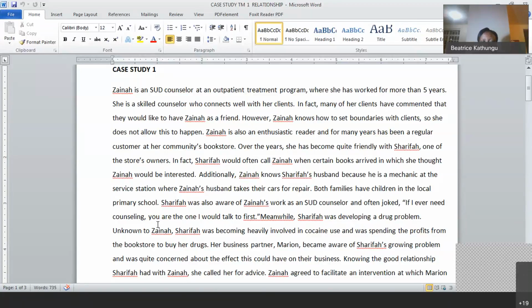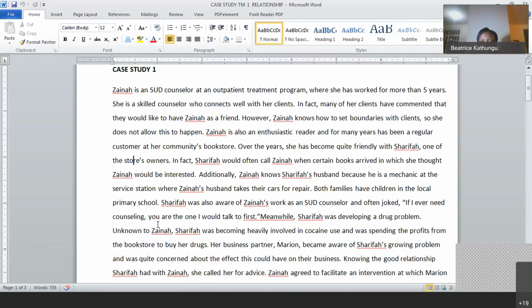In fact, Sharifa would often call Zaina when certain books arrived in which she thought Zaina would be interested. Additionally, Zaina knows Sharifa's husband because he's a mechanic at the service station where Zaina's husband takes their cars for repair. Both families have children in the local primary school. Sharifa was also aware of Zaina's work as an SUD counselor and often joked, "If I ever need counseling, you're the one I would talk to first."